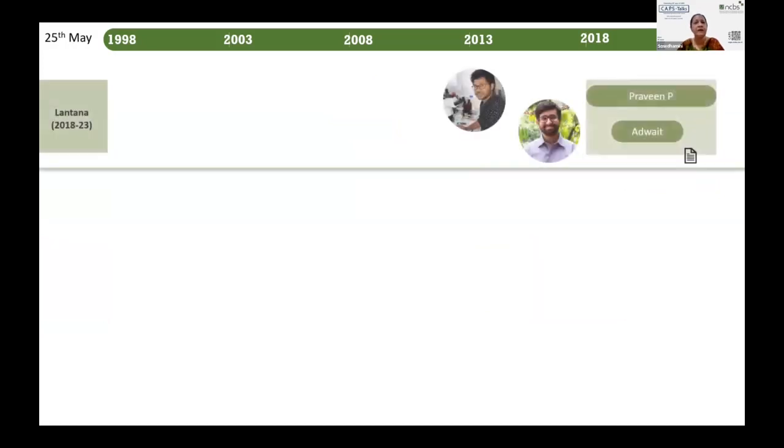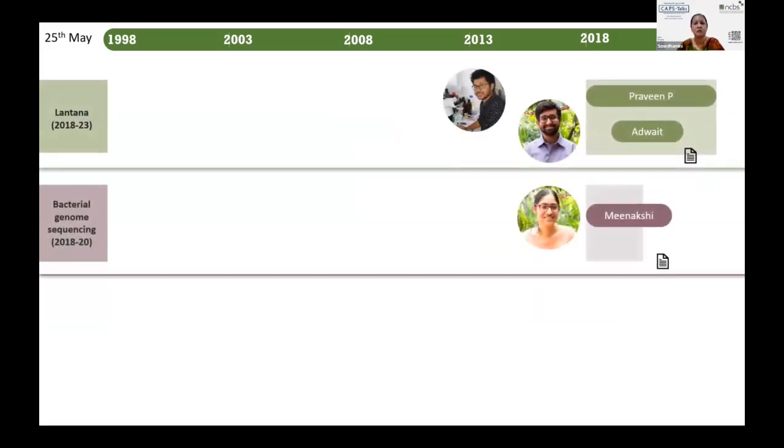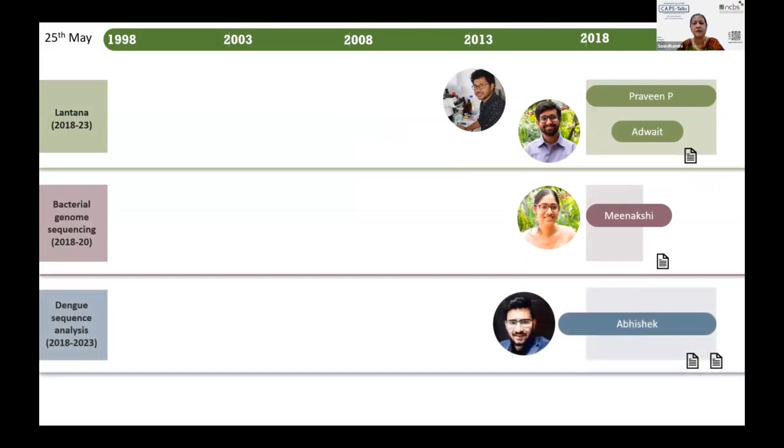And then today we had 3 stories that were presented by multiple people: one on the Lantana, and you can see the time frame and publication, the bacterial genome sequencing project, and then the dengue project as well. All right, so this is how the theme on medicinal plants was presented by us.